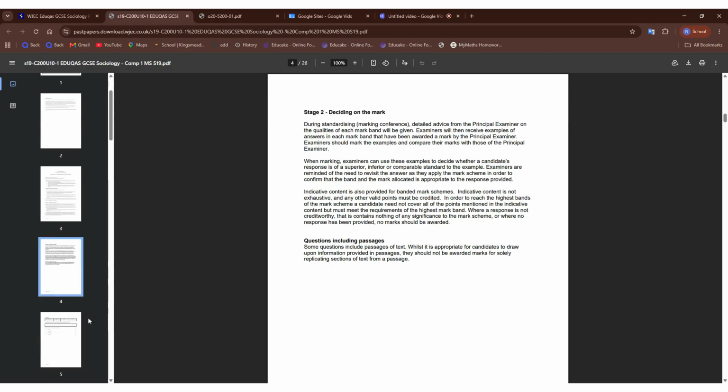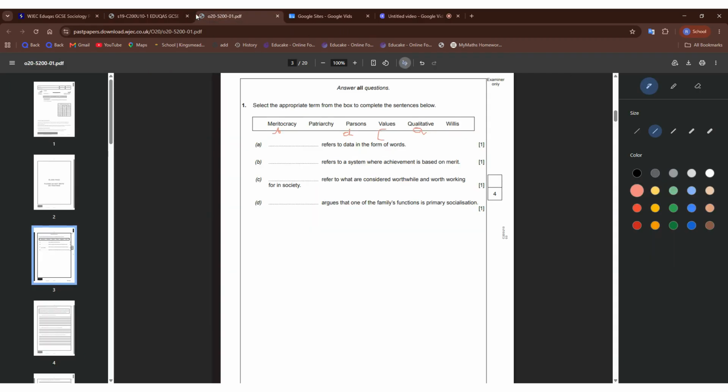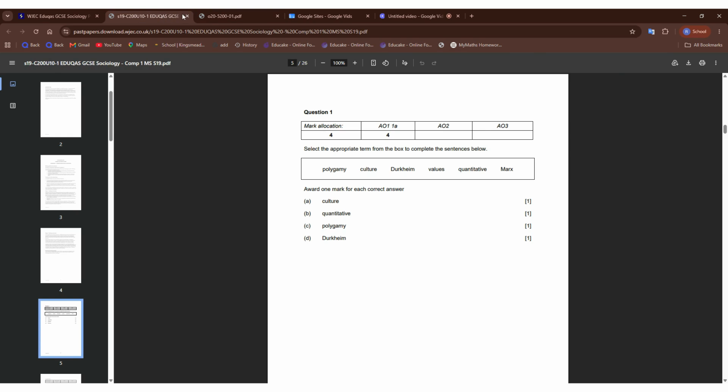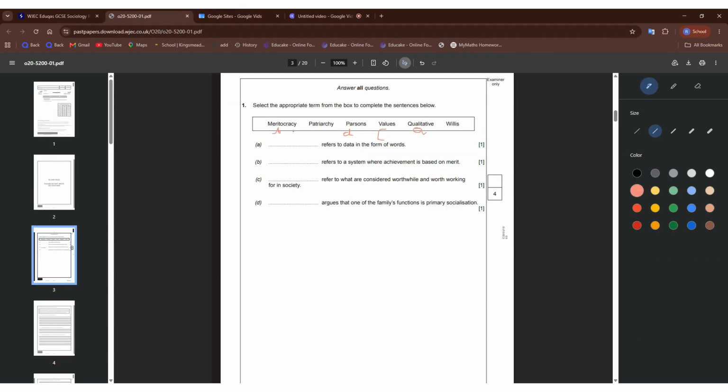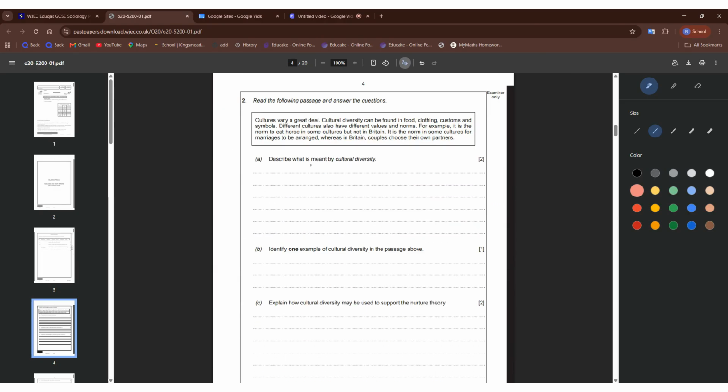So that is one question done, and I believe that is 4 marks, but we'll quickly check. I do have the mark scheme here. I've got the wrong mark scheme, I guess. Anyway, we'll check that later, because obviously that's the wrong mark scheme. Okay.